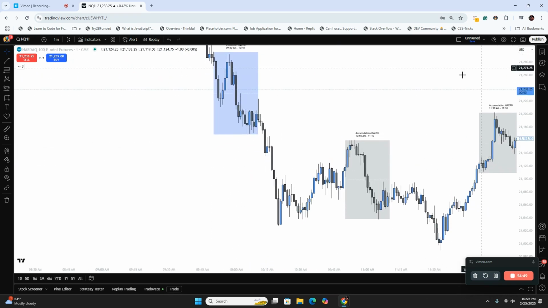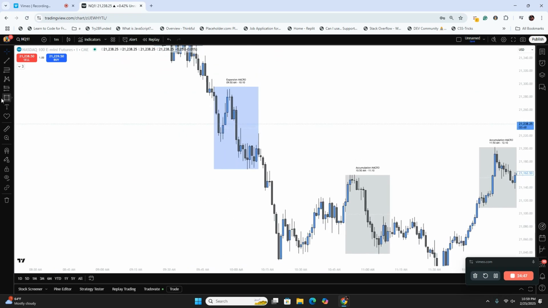Then we had our 9:50 macro. I also had a scalp here. This was a very nice one. A lot of people got faked out, thought we're going to move back up because we got an inversion to the upside. But guess what?